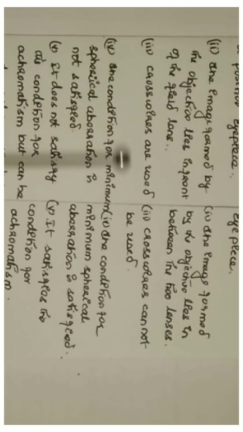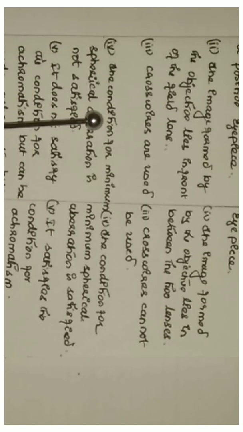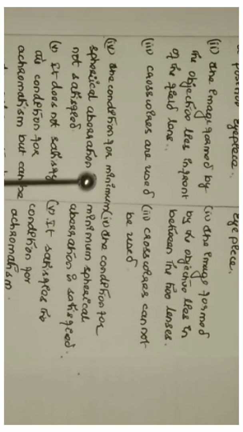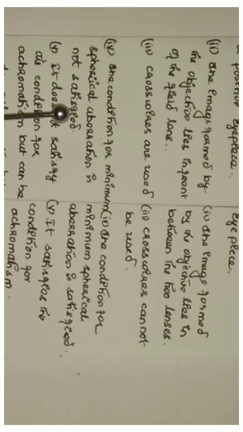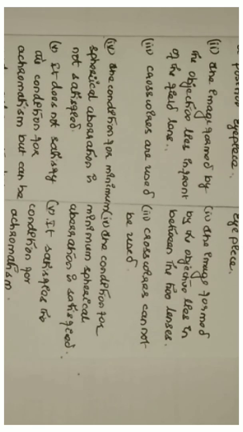The image formed by the objective lies in front of the field lens for the Ramsden's eyepiece, and the image formed by the objective lies in between the two lenses for the Huygens eyepiece. Crosswires are used for Ramsden's eyepiece. Crosswires cannot be used for Huygens eyepiece. The condition for minimum spherical aberration is not satisfied in Ramsden's. The condition for minimum spherical aberration is satisfied in Huygens.